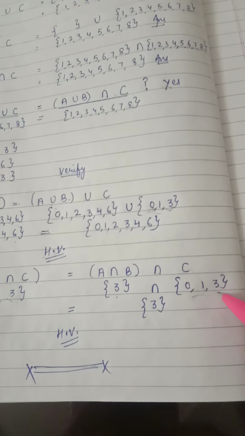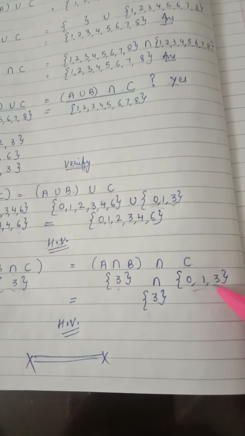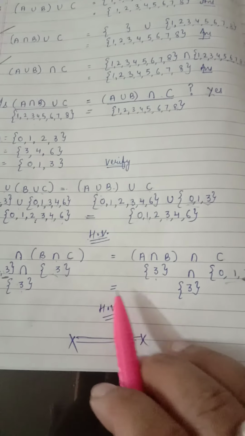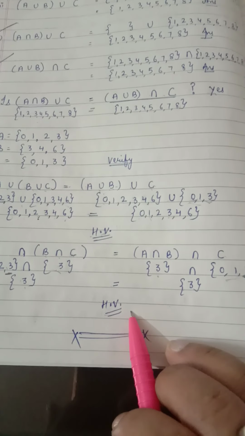Intersection C, elements of set C. Now common in these two sets, you can see again, it's only element 3. Are the two answers same? Yes, it's same. Hence, the question is verified.